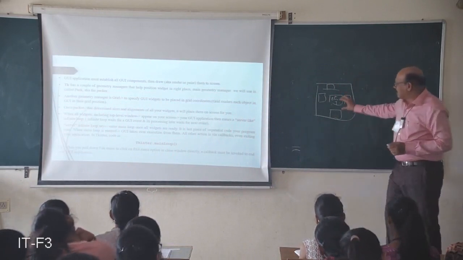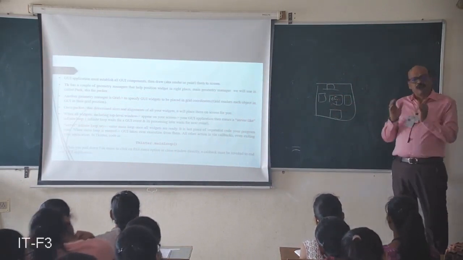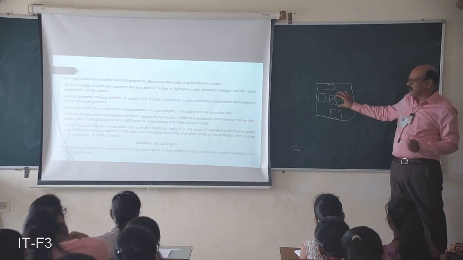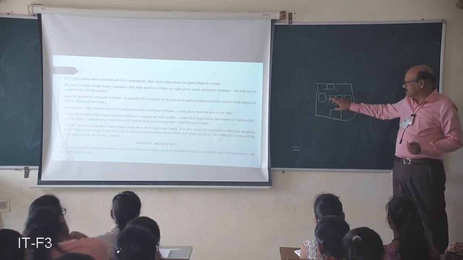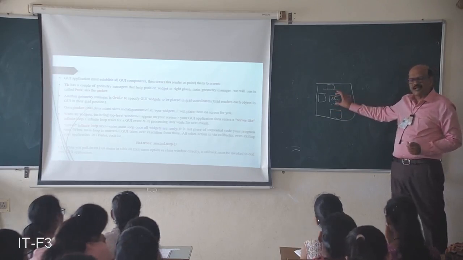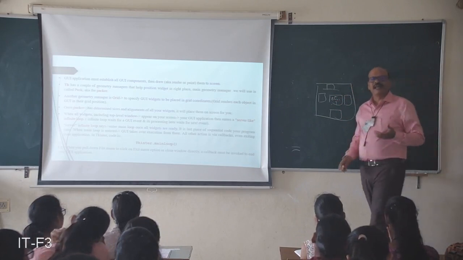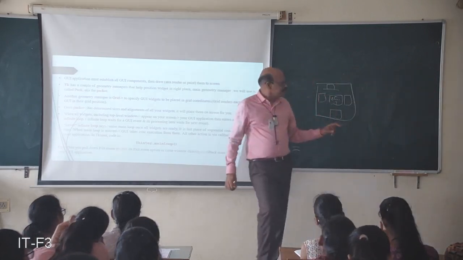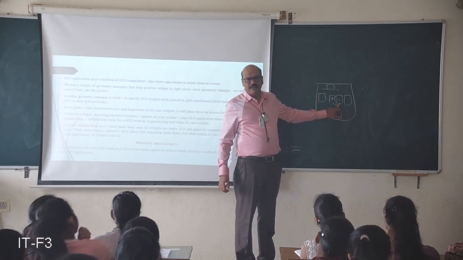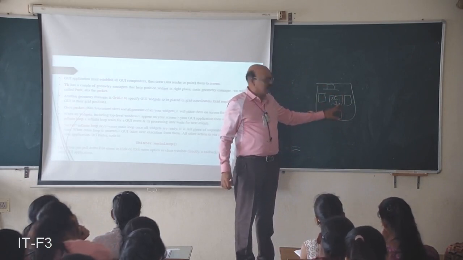So now I want to place a button. What should be the dimension of the button? What should be its length? What should be its breadth? What should be its height? What is the label that I have to use? What should be the background color of this button, and what should be the color of the label?